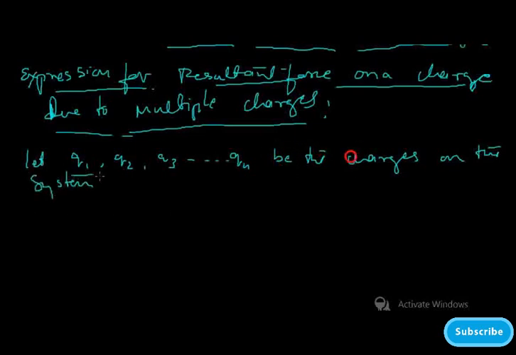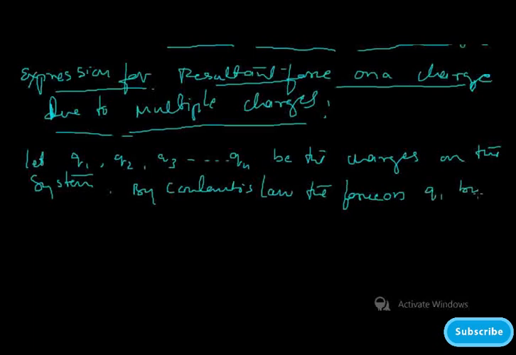Consider a system of n number of charges. By Coulomb's law, the force on Q1 by Q2 is F12 vector.